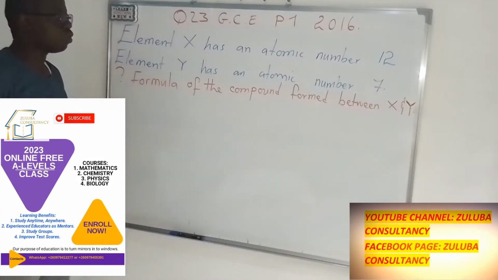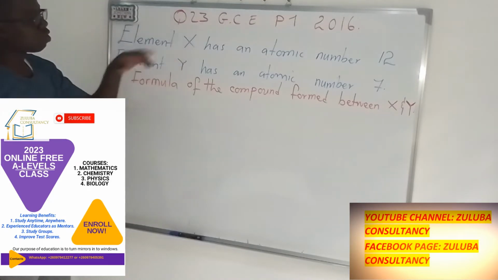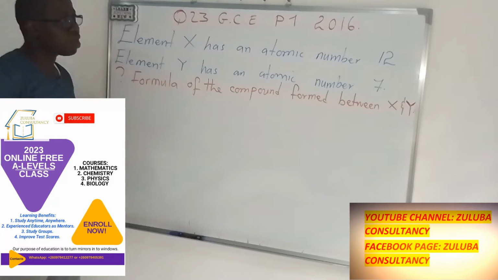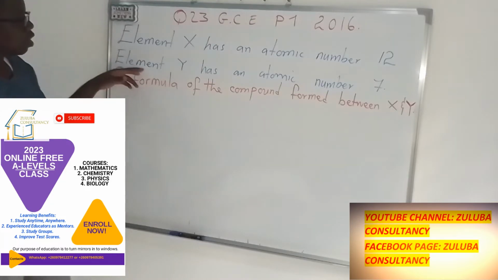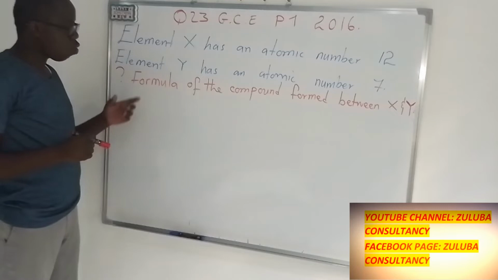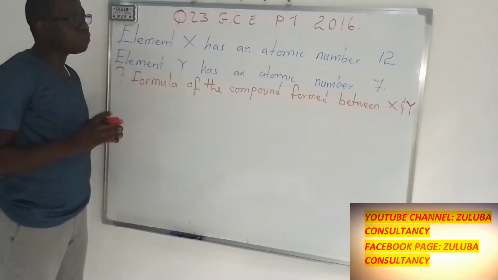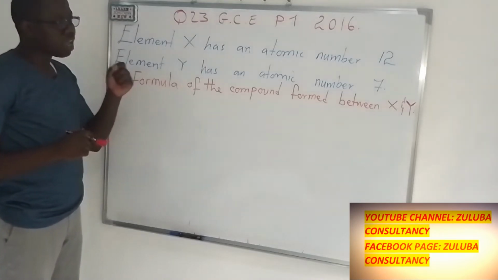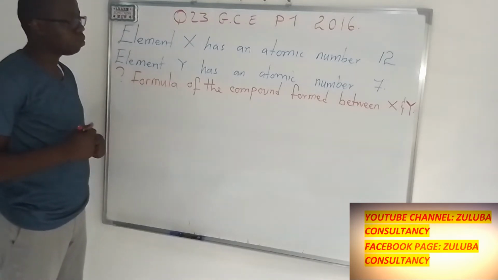Welcome to this lesson. In this lesson, we have a GCE question which was featured in paper 1 in 2016. So we want to look at the question that was featured in that paper. It reads, element X has the atomic number of 12 and element Y has the atomic number of 7. So the question was, what is the formula of the compound formed between element X and element Y?